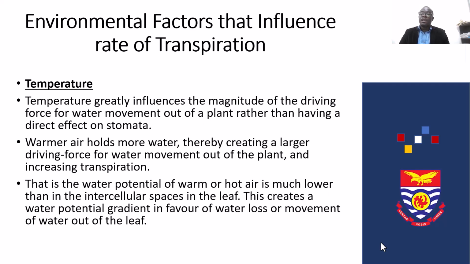Temperature. It greatly influences the magnitude of the driving force for water movement out of a plant rather than having a direct effect on stomata. Warmer air holds more water, thereby creating a larger driving force for water movement out of the plant and increasing transpiration. That is, the water potential of warm or hot air is much lower than in the intercellular spaces in the leaf. This creates a water potential gradient in favor of water loss, or movement of water out of the leaf.